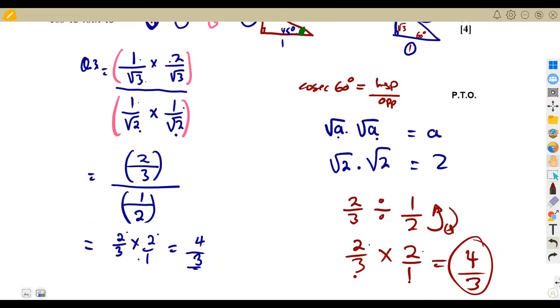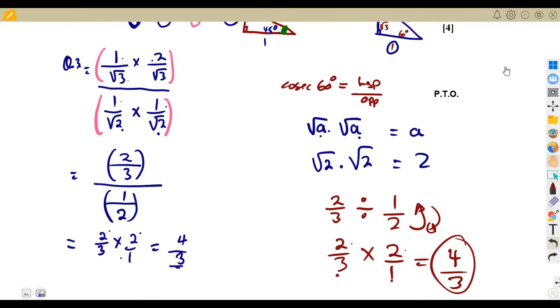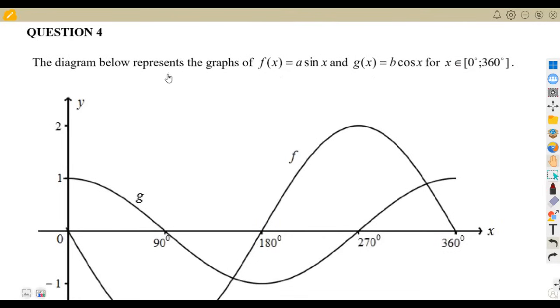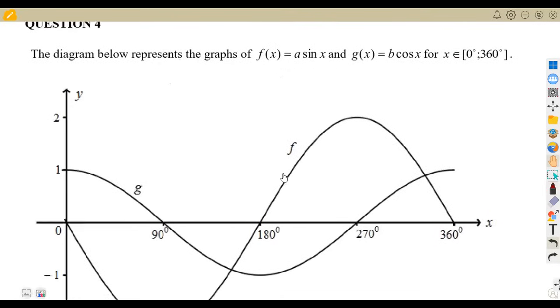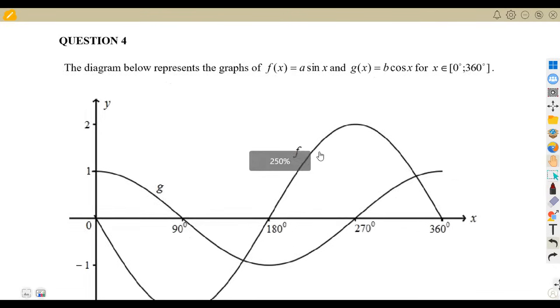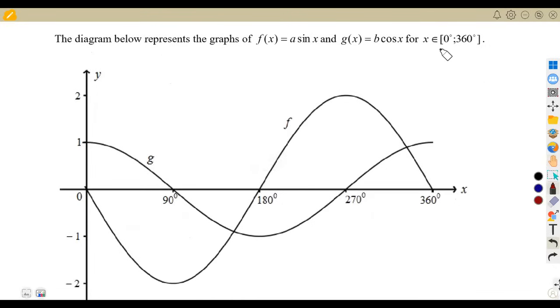All right, so let us check the other part of the question and see how we're given the other part of our questions, which is very, very important for you to be able to understand these typical questions. That's question number 4. The diagram below represents the graphs of f of x, which is a sin x, and g of x, which is b cos x, for the interval 0 to 360. So we put our interval taken from 0 to 360 degrees.